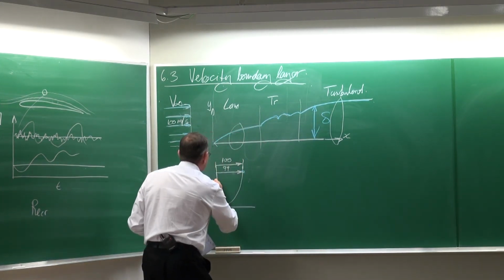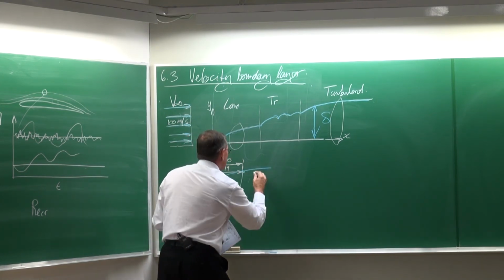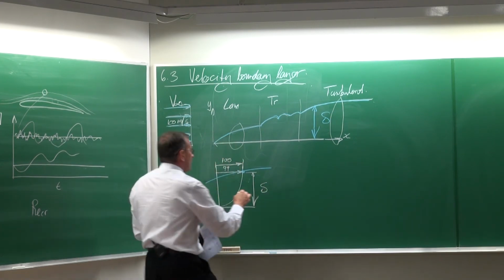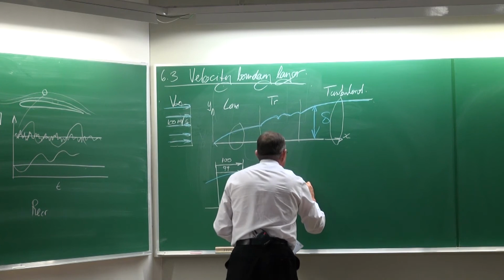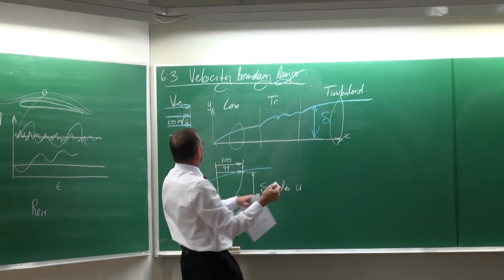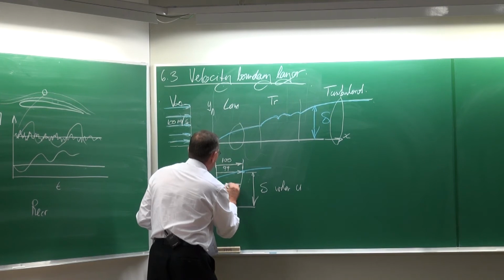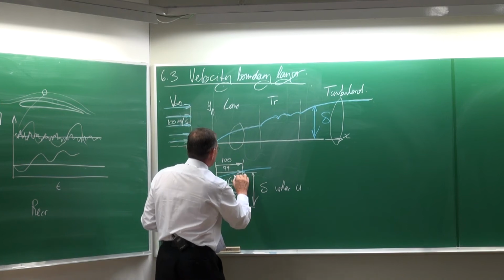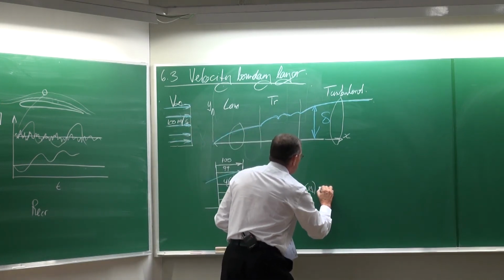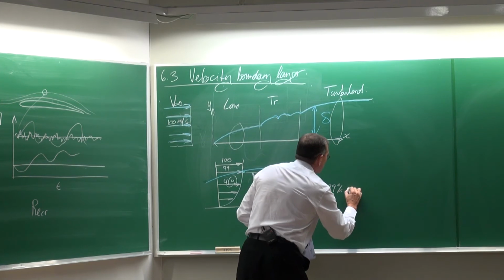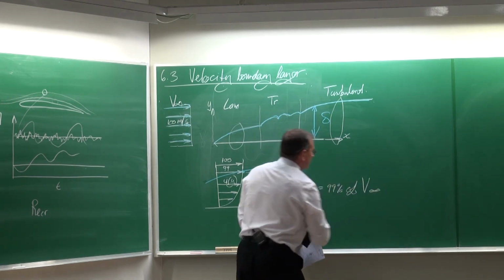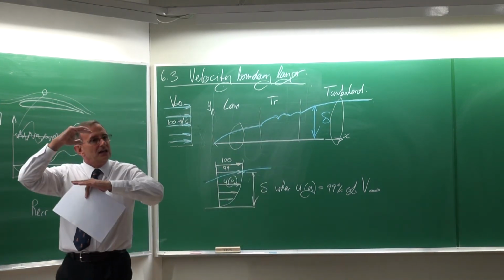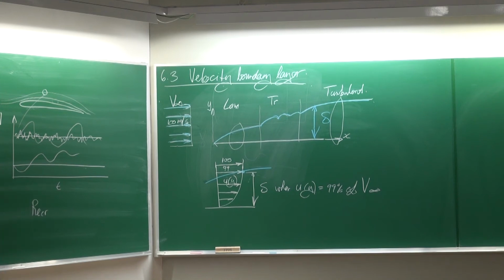So that point there would represent the boundary layer height, and that is where the velocity, u, as a function of y, u(y), is equal to 99% of the free stream velocity. So 99% of the free stream velocity is defined as the boundary layer height.